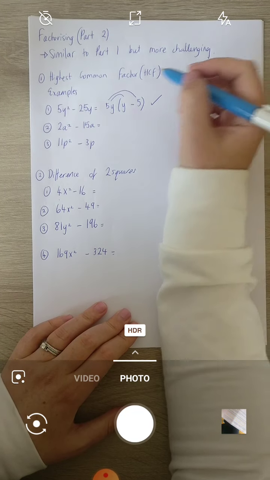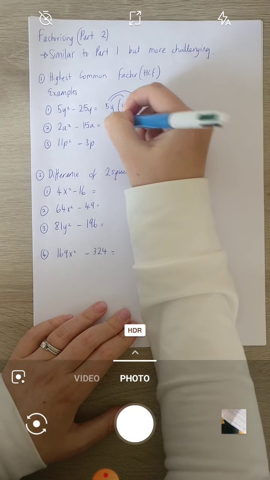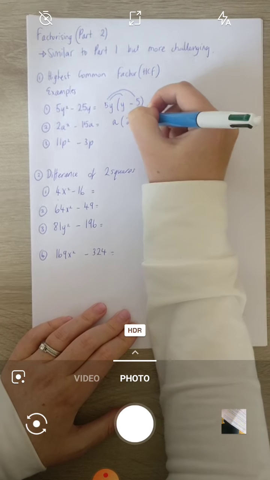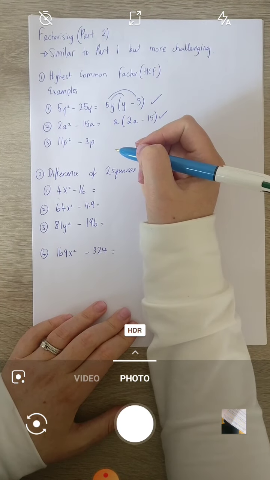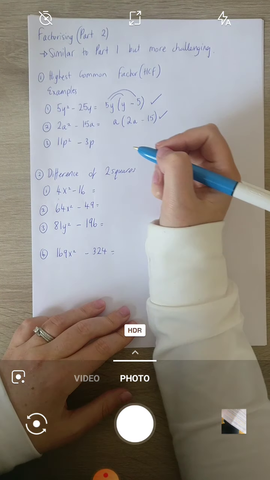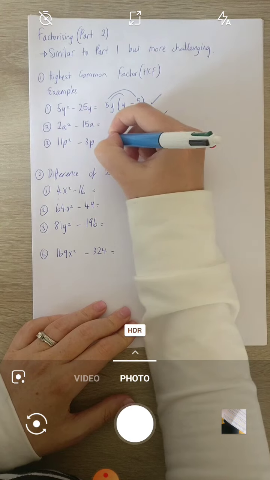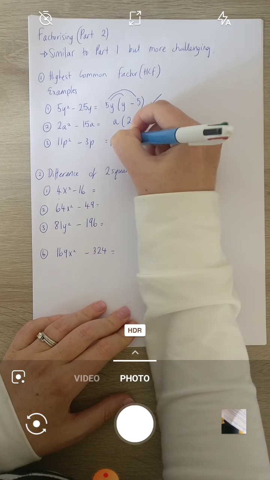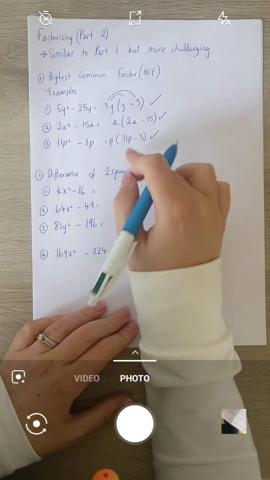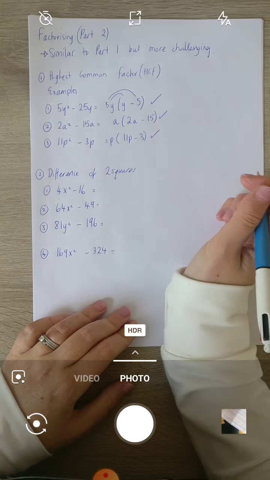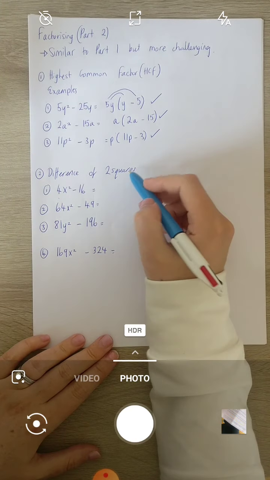Okay, 2 and 15 don't have any number in common, so we're just taking out a here, and we're left with 2a minus 15. And then the same here, 3 and 11 don't have anything in common. So we're just looking at the variables here. So we're taking out the p and we're left with 11p minus 3. Okay, so that's as difficult as it would get with the highest common factor example. So still very straightforward.